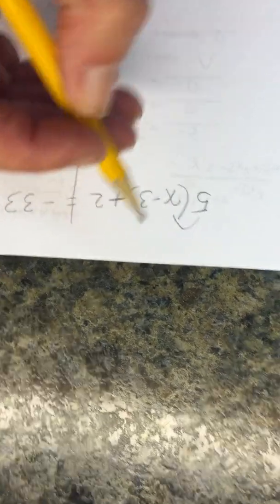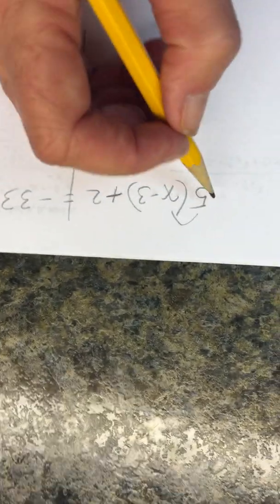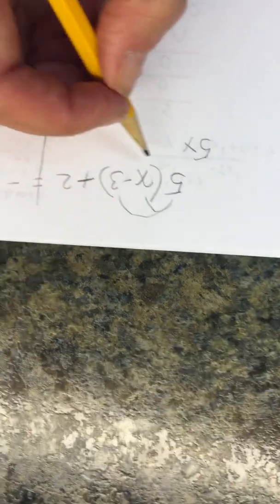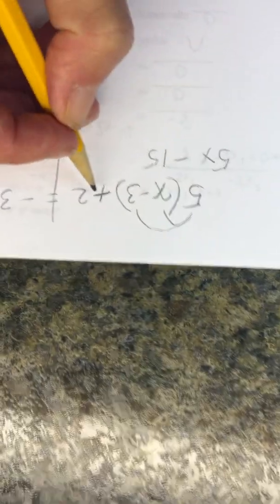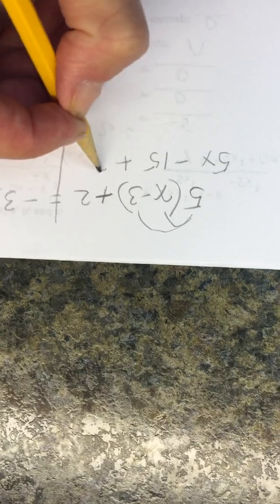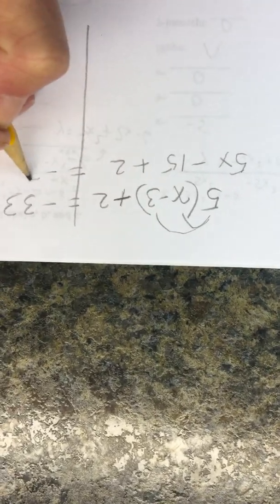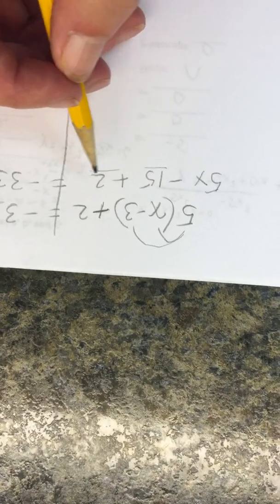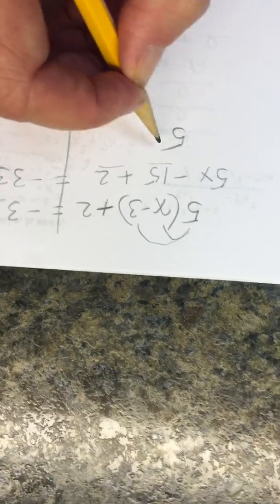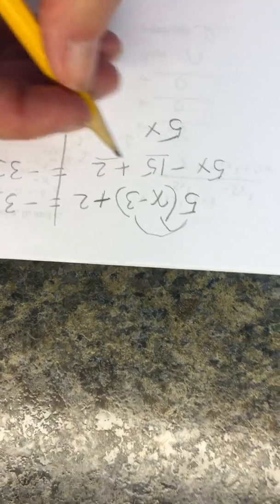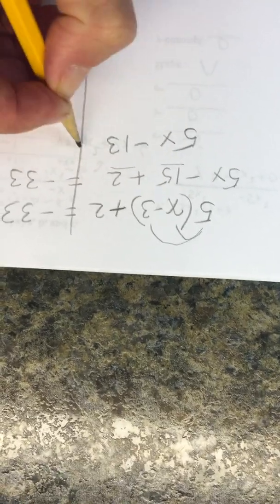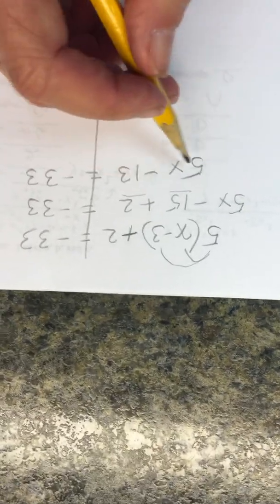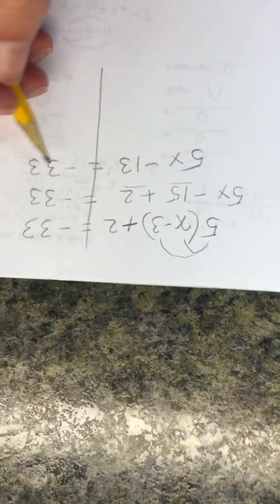So 5 times x, we're just simplifying this left-hand side before we start solving for x. So this becomes 5x, and then of course 5 times negative 3 is negative 15. And that's the end of the distribution. Then I still have the plus 2 sitting out here, and that equals negative 33. Simplifying further with any like terms, yes, these two can go together. They're like terms, so this becomes 5x. Negative 15 plus 2 is negative 13. And this equals negative 33. We finally got this side simplified because I cannot add these together, and there's nothing over here to simplify.